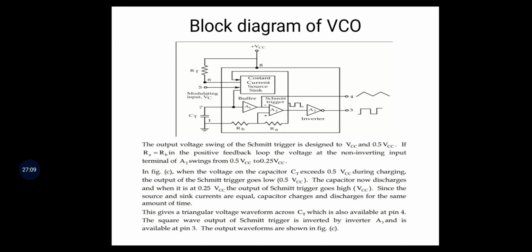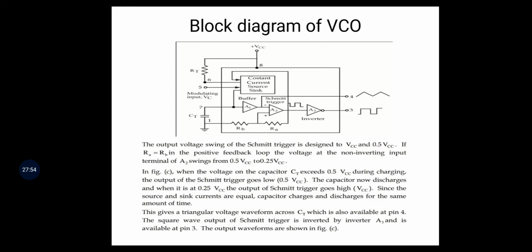The output voltage swing of the Schmitt trigger is designed to be between VCC and 0.5 VCC. If RA equals RB in the positive feedback loop, the voltage at the non-inverting input terminal of A2 swings from 0.5 VCC to 0.25 VCC.